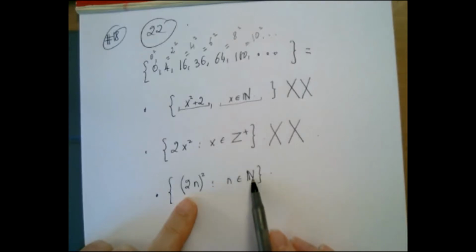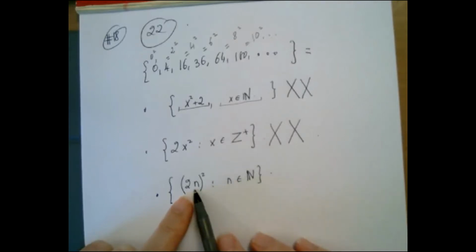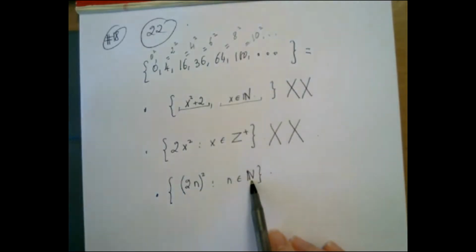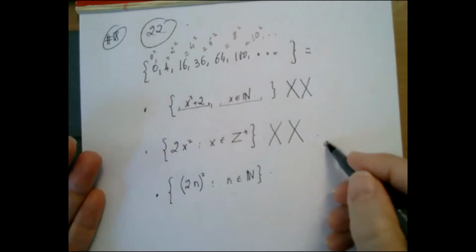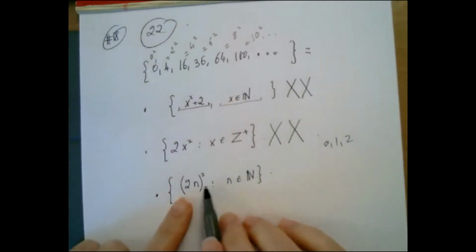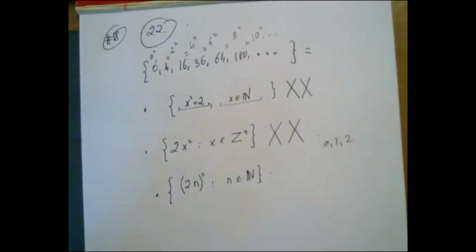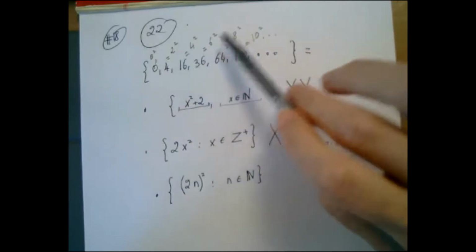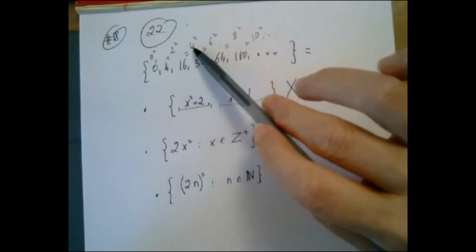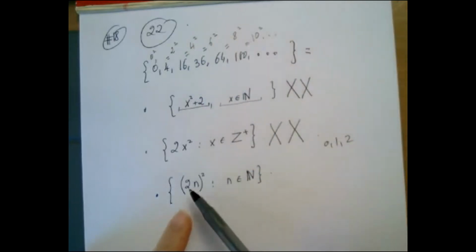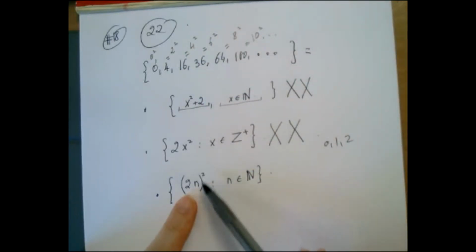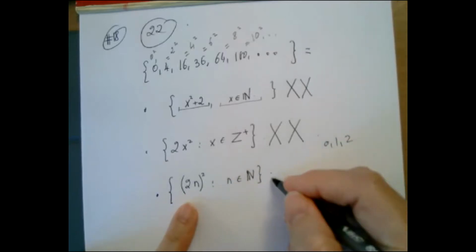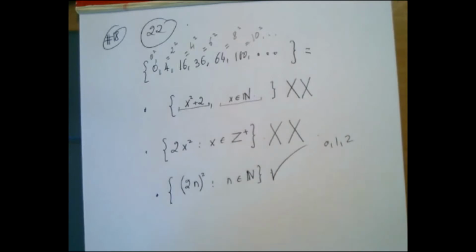If n is 1, that gives me 2 squared, which is 4. If n is 2, of course, she gets 4 squared. Absolutely correct, because they are perfect squares, but they are the perfect squares of the even numbers. So that's why she gets the 2n, and they are squares of even numbers. That's why it's (2n) squared, and this is absolutely correct.